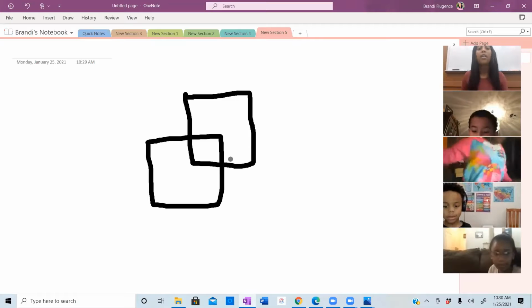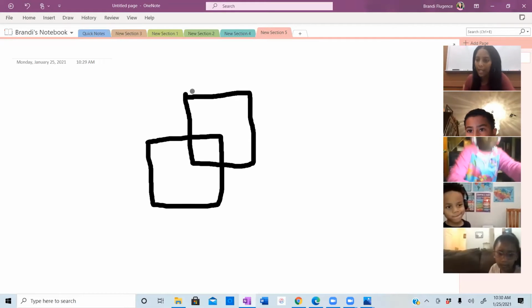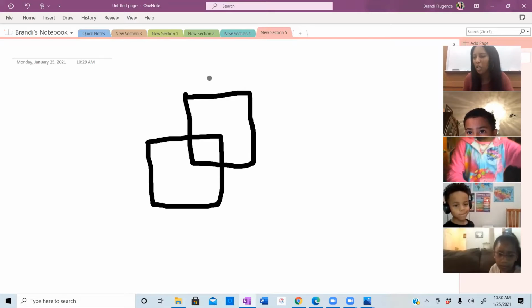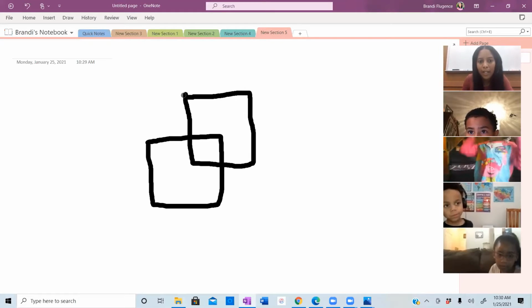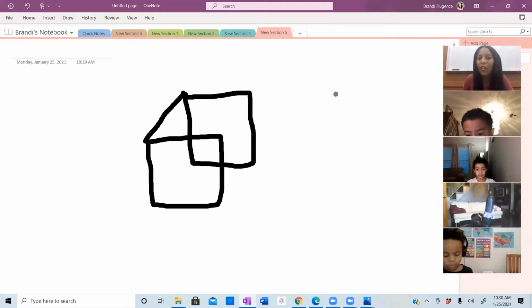I messed up. Okay. Once you have your 2 squares like this, now you will connect the lines to make it into a cube, which will be like a 3D shape. So look at the top of this square here. I'm going to connect this line to this top. Okay. You can kind of already see that it's looking like it's 3D.